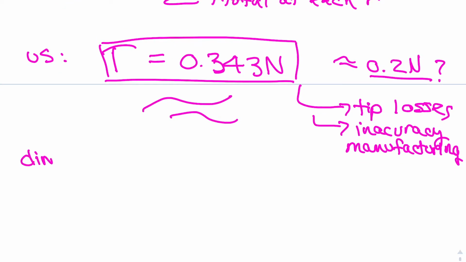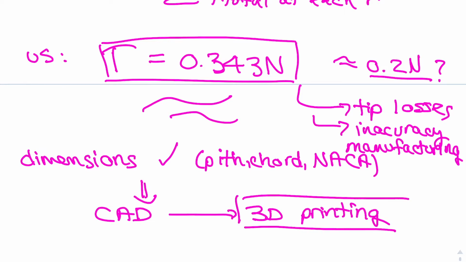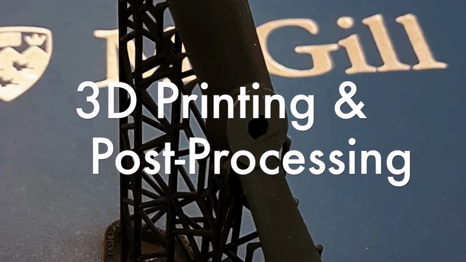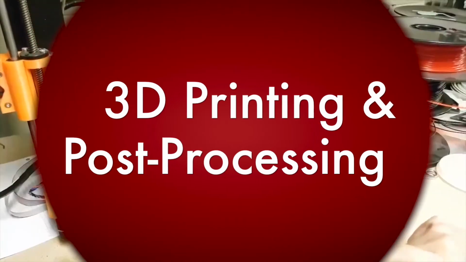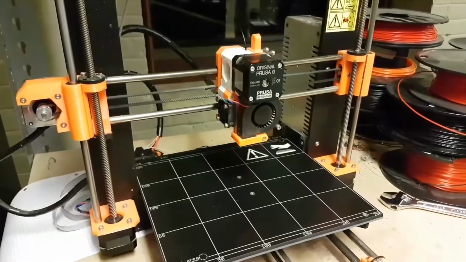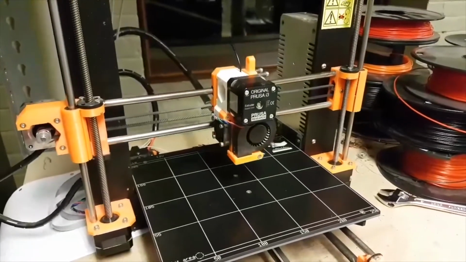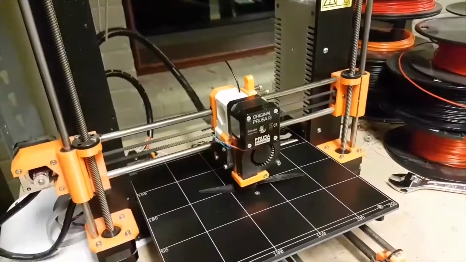Now that we have our dimensions, we can create our CAD to send to 3D printing. The first step taken to realize this insightful project was to create a 3D CAD model which we 3D printed using an SLA printer. 2,000 years later.